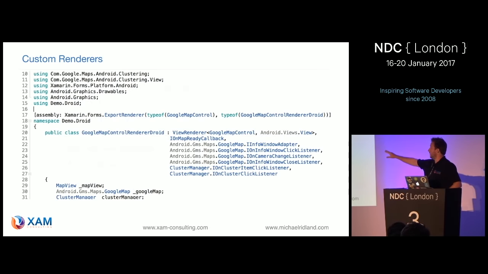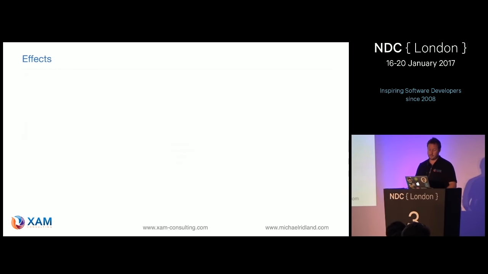Basically, where we've got this Google Map control is the one that we saw on the app before. It's pretty much just a window to native. So you have full control over there. You've got full access to the native APIs, and you can put whatever native third-party element or anything that you like in there. So that's custom renderers.